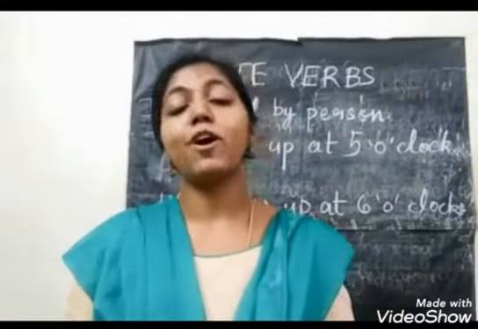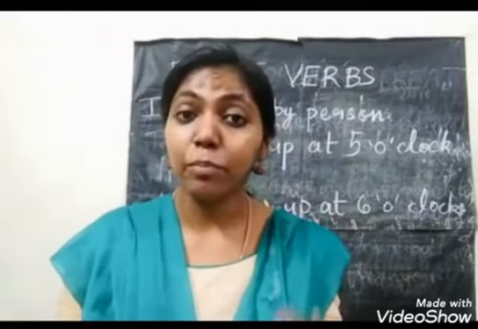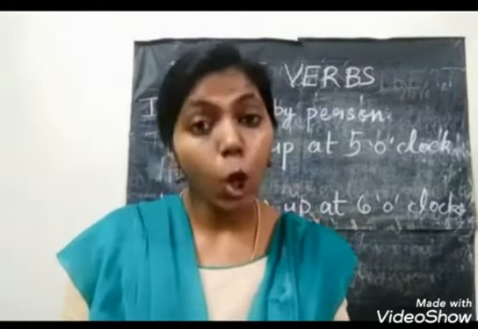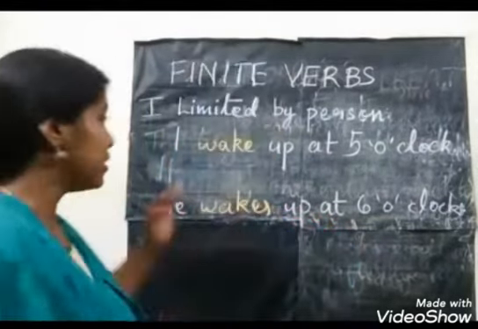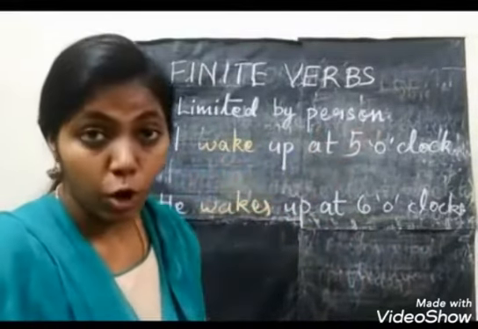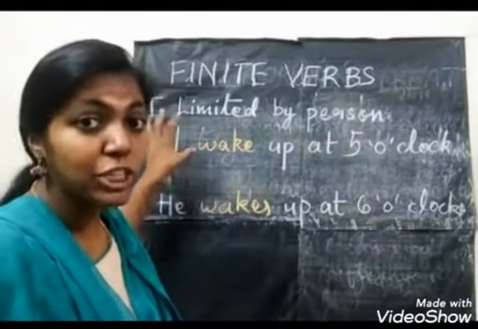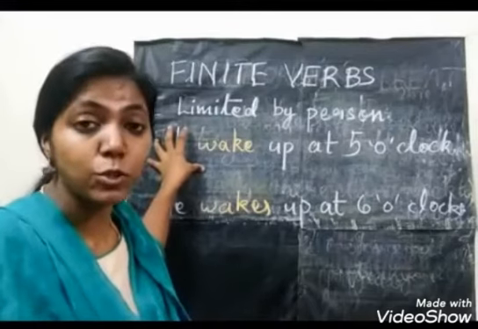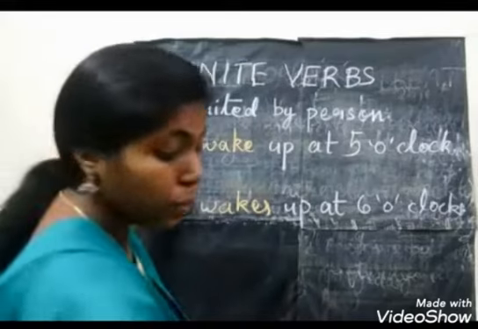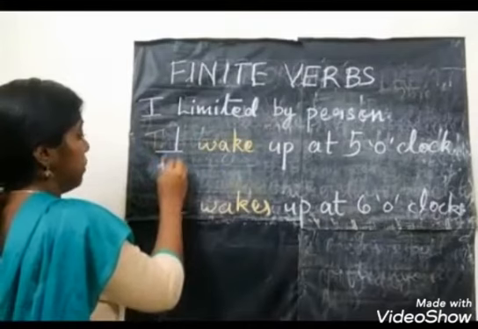A finite verb is also limited by person. First person, second person, third person. Have you heard? You have studied it in the lower classes. Now look at these sentences. I wake up at 5 o'clock. Now look at the subject. The subject I belongs to which person, children? Yes, first person. So here the subject I is first person.